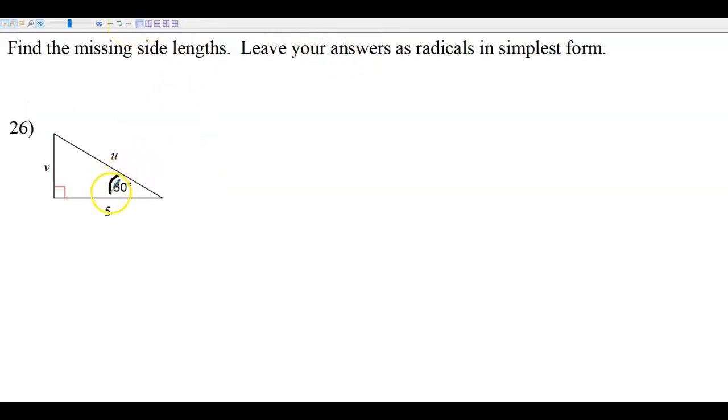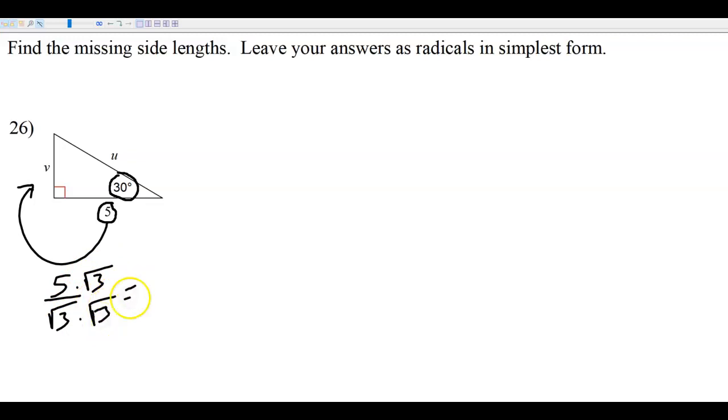Notice this says 30. That's another special right triangle. What side did they give me? They gave me the long leg. When you have a long leg on a 30, 60, 90 right triangle, you can get from the long leg to the short leg by dividing the long leg by the square root of 3. Once again, we're going to need to rationalize that. So I end up with 5 square root of 3 over 3. So there's my short leg.